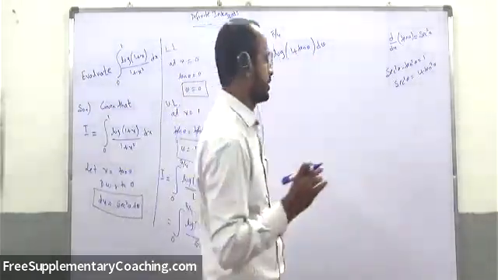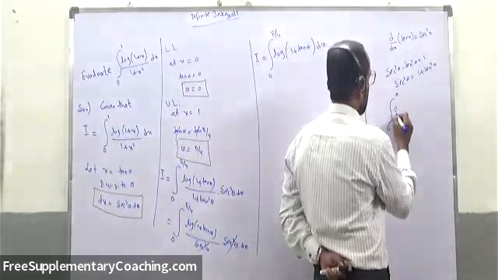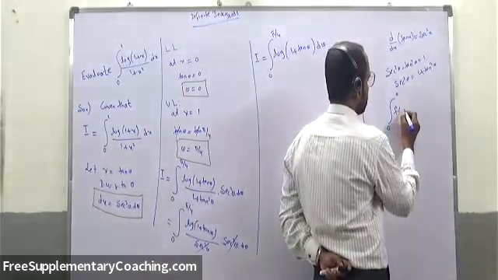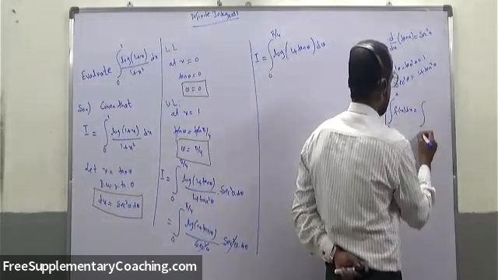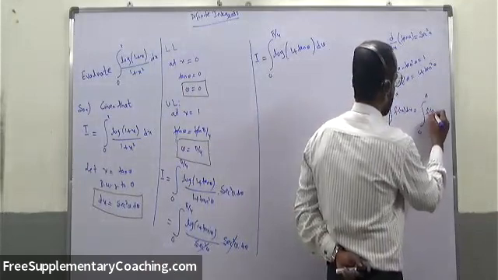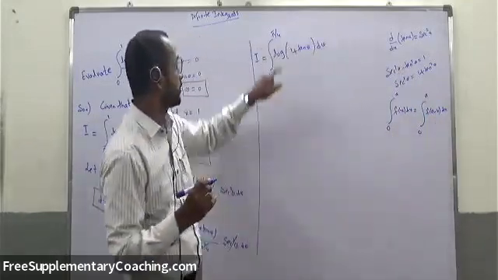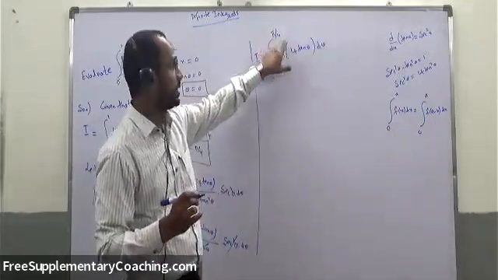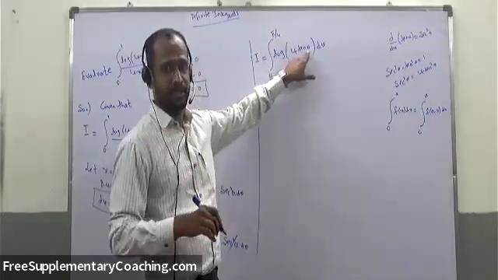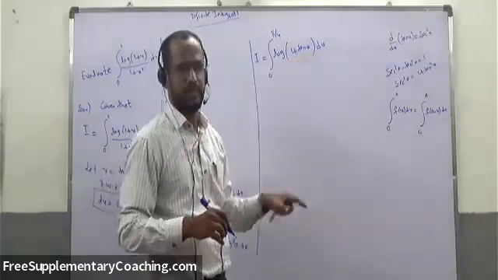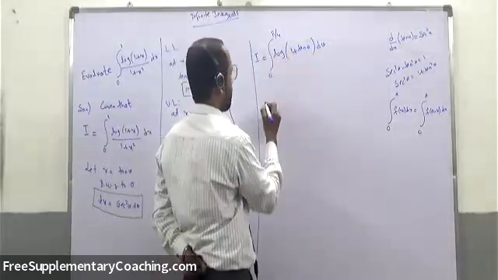I am using a small concept of definite integral, that is integration of 0 to a f of x into dx, I can write integration 0 to a f of a minus x into dx. See here, pi by 4 means this tan theta, you can write tan of pi by 4 minus theta. Okay, that is a basic thing. Just I have written there. So all the remaining things as it is.